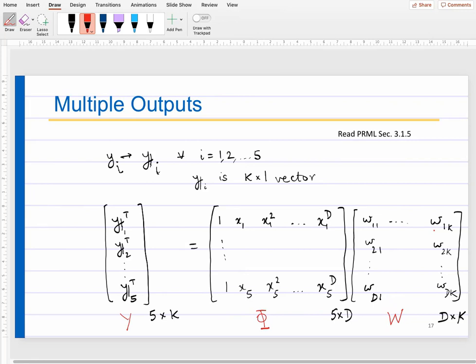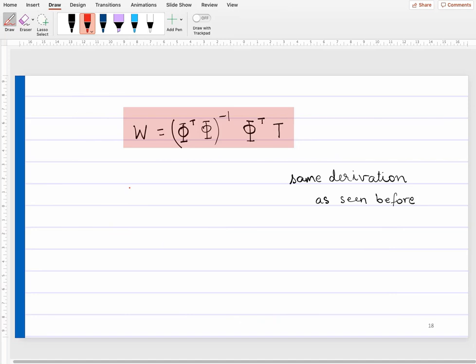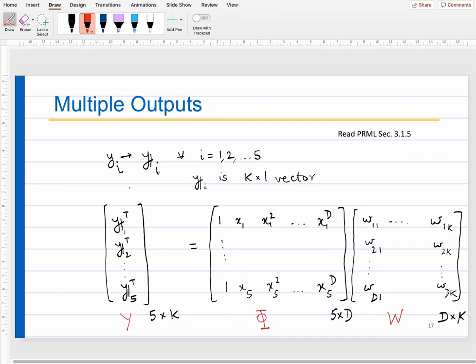Okay. Now some extensions of the same thing. We discussed scalar x and scalar y. What if my y has multiple outputs? It's very simple. Instead of writing a vector of all the observations, now you will write a matrix of all the observations, where the first row is the first observation, the second row is the second observation, and in this way you can derive the whole result, the same derivation as we have seen before, but now you have multiple outputs.